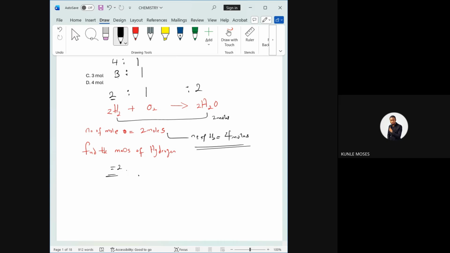So the number of moles equals mass over molar mass, isn't it? And the number of moles is equal to 4. The mass is what we are looking for. The molar mass is 2. If we cross multiply, our x equals 8, which means our mass is 8. Please, do you all get that?